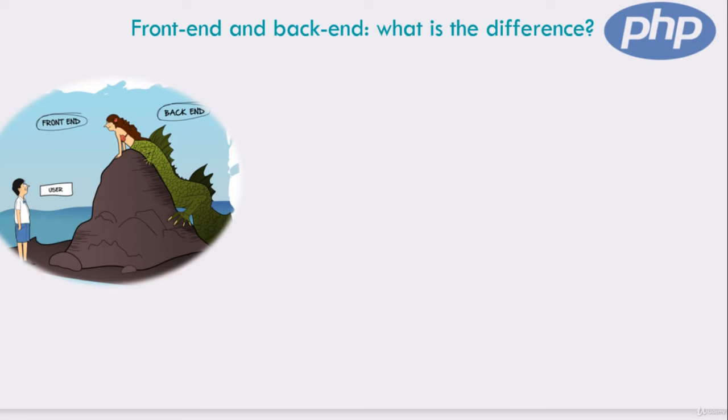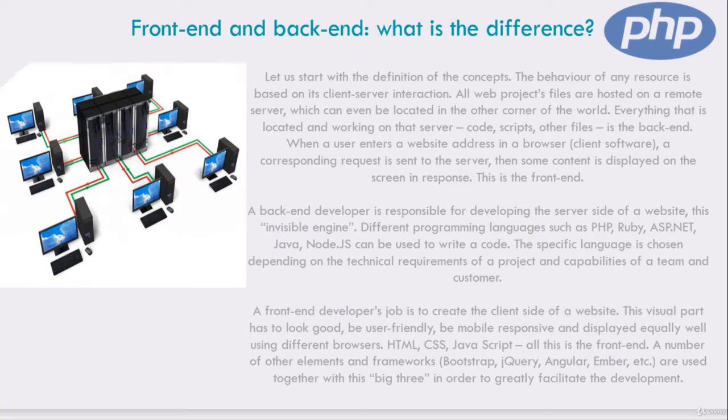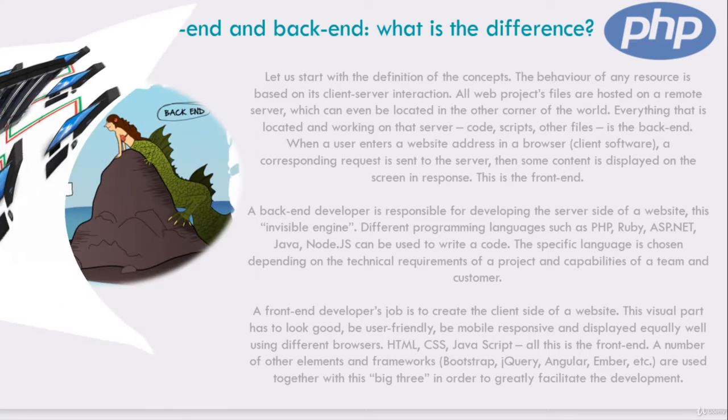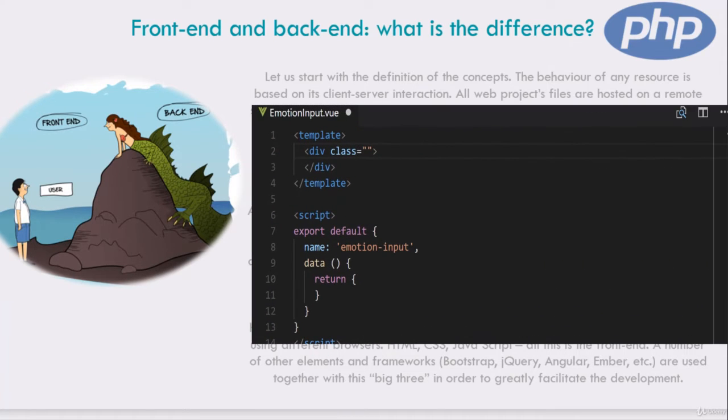The front-end and the back-end development, let's just see the difference between them. Let us start with the definition of the concept. The behavior of any resource is based on its client-server interaction. All web project files are hosted on a remote server, which can even be located in the other corner of the world. Everything that is located and working on that server, like code, scripts, and other files, is the backend.